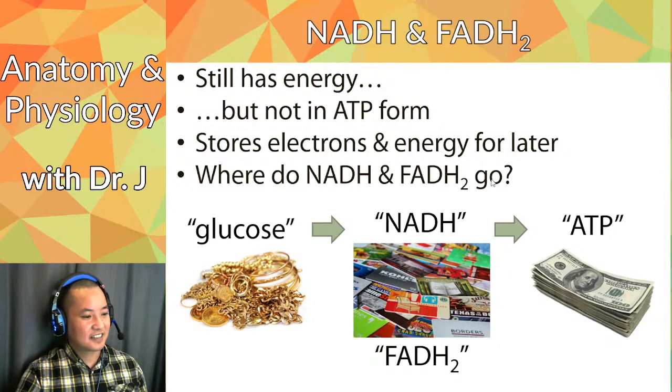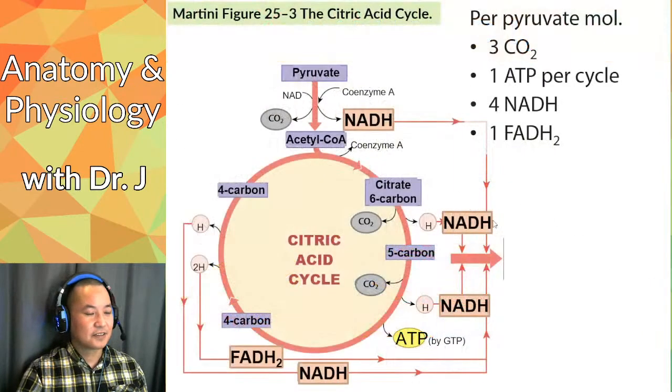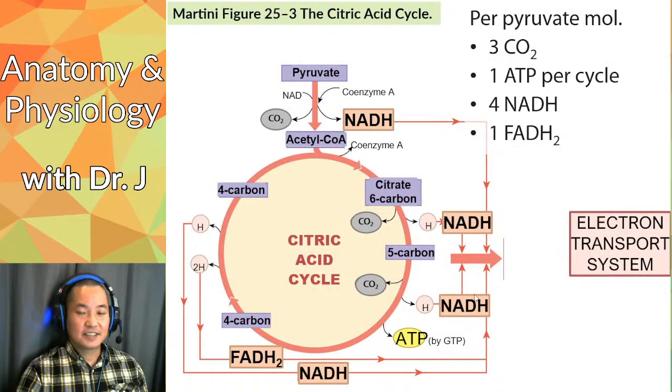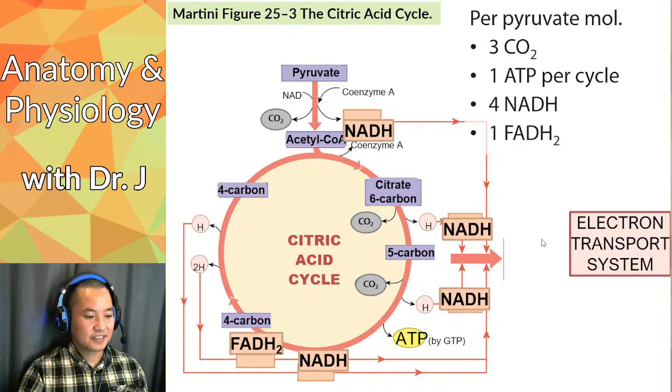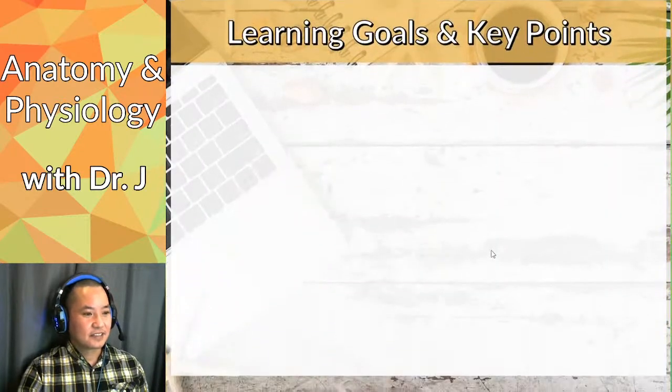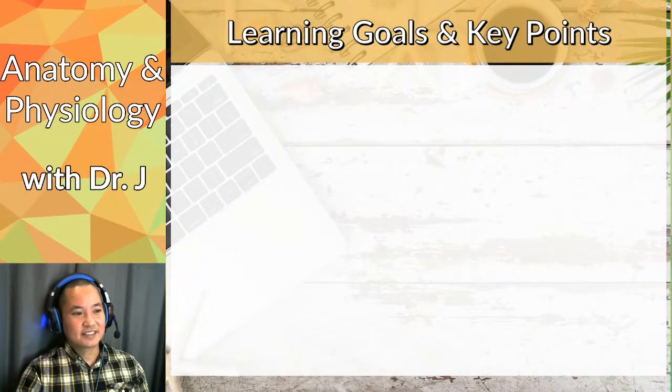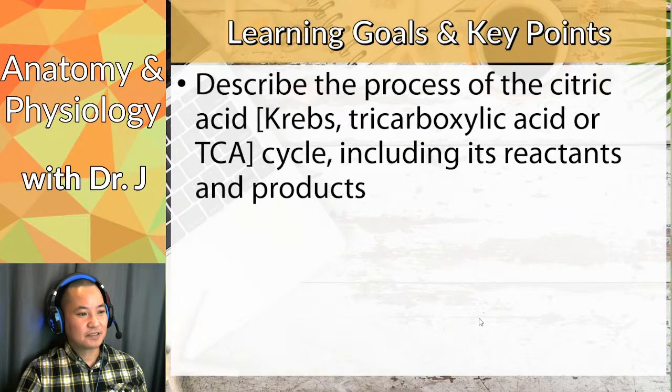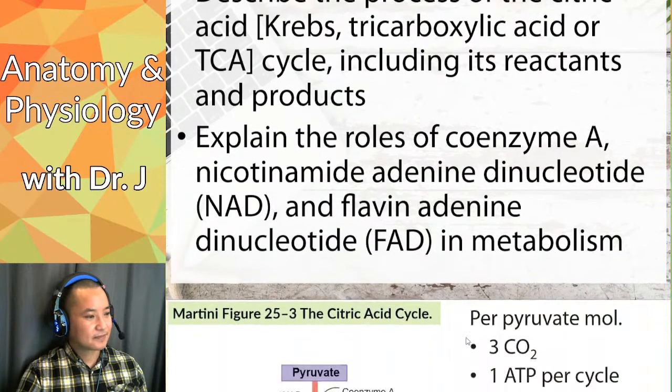Now, where does this NADH and FADH2 go? Well, it's going to end up in the electron transport system. So you're building up all these gift cards, and now you're finally going to cash them out and get your final product. Now you're going to take all this NADH and FADH2 and finally convert that into ATP. So that was the citric acid cycle, and these are the key points and learning goals from that.